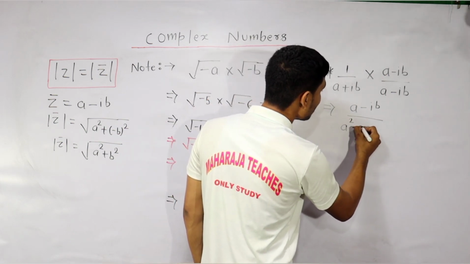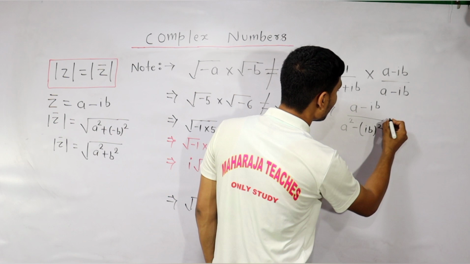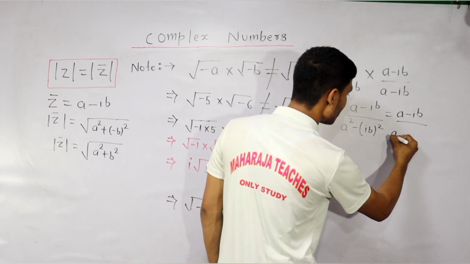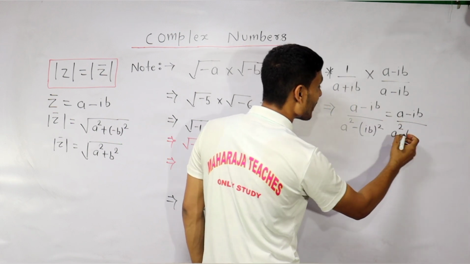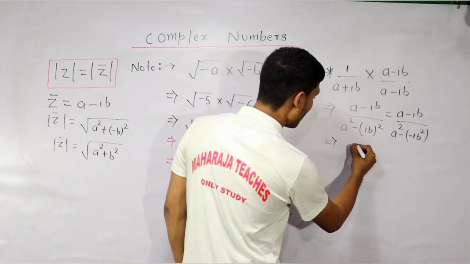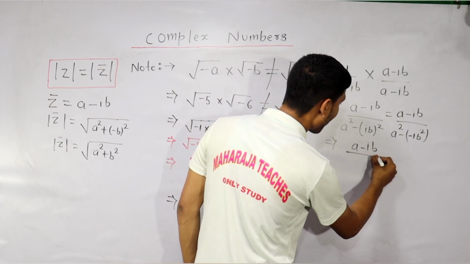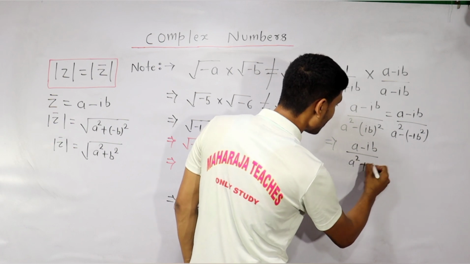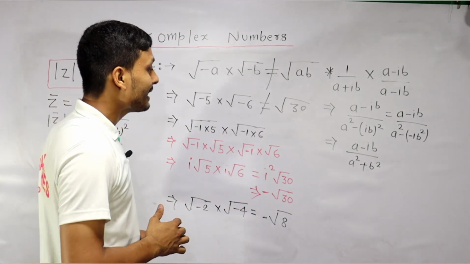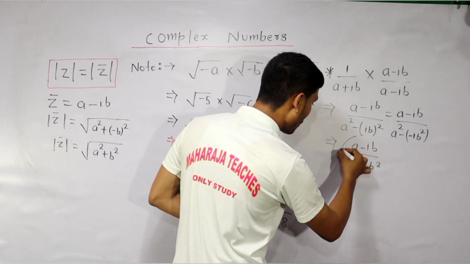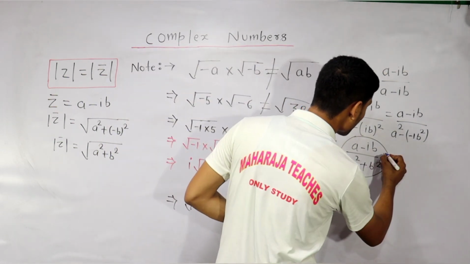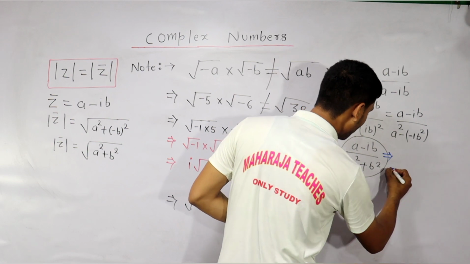A square minus ib square, and the value of i square is minus 1, so we get a minus ib over a square plus b square. That means in the denominator we get a real number. So for this type of question you have to rationalize by the conjugate of the given complex number. Here this is real.